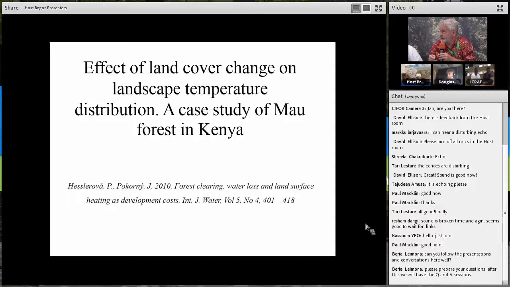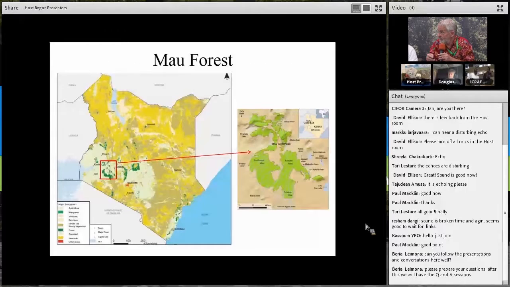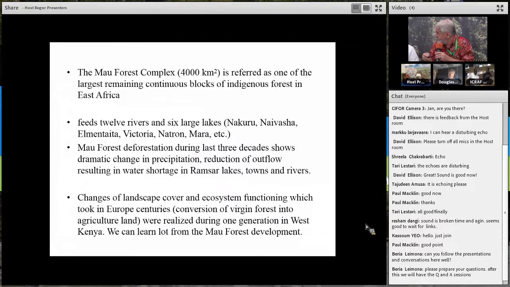Now, a further application that Jan has been involved with is a study of what it means in the Mau forest in Kenya. And of course, all our colleagues in Nairobi will be very much aware of how hot the discussion about the Mau forest has been. This is a contribution on the biophysical side of that story, which has been published in 2010. So the Mau forest is one of the few remaining closed canopy forests within Kenya, and it feeds 12 rivers that feed into 6 lakes, and it is an important part of the hydrology of Kenya.